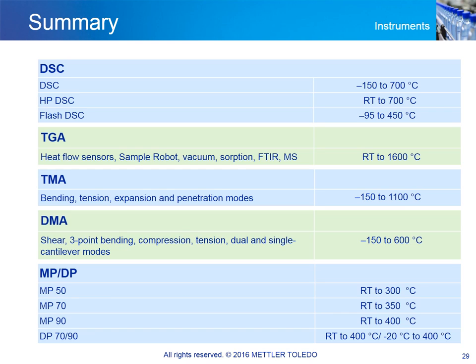TMA experiments can be performed between minus 150 degrees Celsius and plus 1600 degrees. DMA samples are measured in the range minus 150 degrees to plus 500 degrees. Thermal values include melting and dropping point instruments. Their temperature ranges depend on the version of the instrument and are shown on the slide.